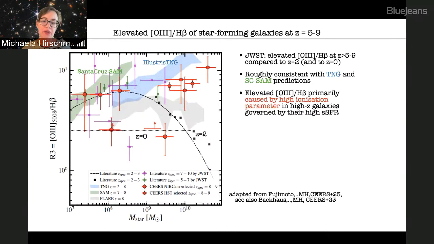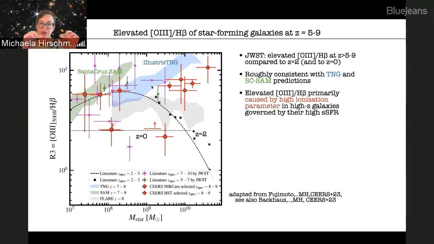So let me show you here a figure taken from a recent study of Seiji Fujimoto, basically showing O3 over H beta line ratios versus stellar mass for galaxies above redshift 5 from the CEERS, but also other James Webb surveys shown by the various colored symbols. And what you can see is that on average, these line ratios are elevated compared to redshift 2 and lower redshift galaxy populations, in particular here for massive galaxies. And we can roughly reproduce these elevated line ratios with predictions from Santa Cruz SAM and Illustris TNG, as you see here by the green and blue shaded area.